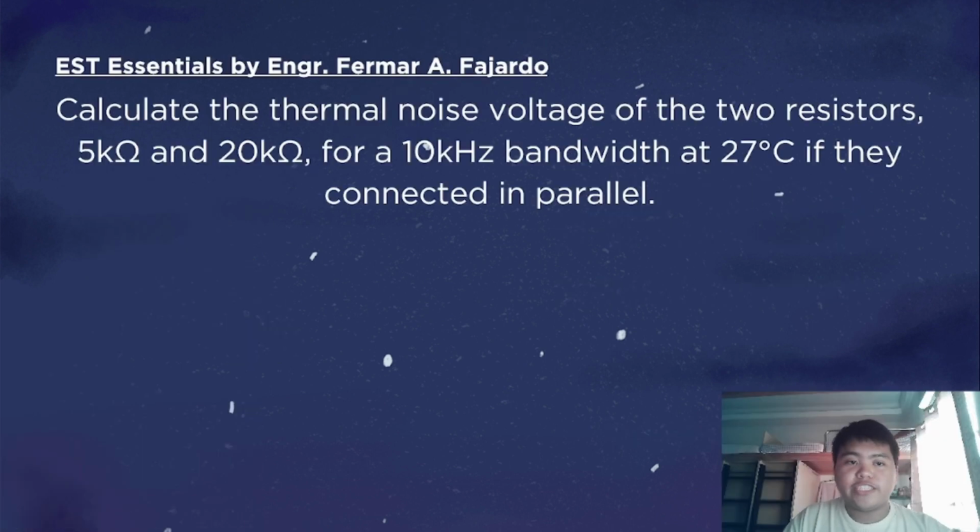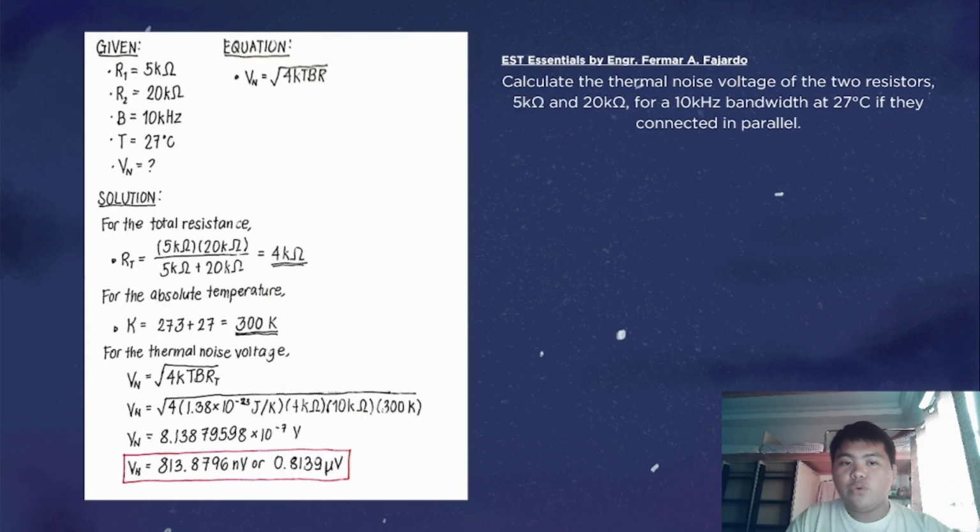So the first example is from a question from the EST Essentials by Engineer Fermar A. Fajardo. So the question is, calculate the thermal noise voltage of the two resistors, 5 kiloohms and 20 kiloohms, for a 10 kilohertz bandwidth at 27 degrees Celsius if they are connected in parallel. So we will have a given.